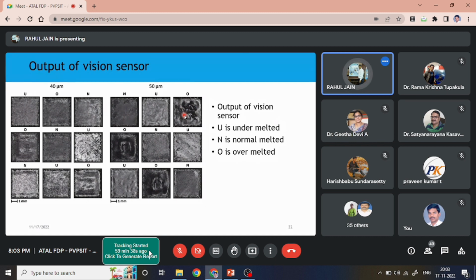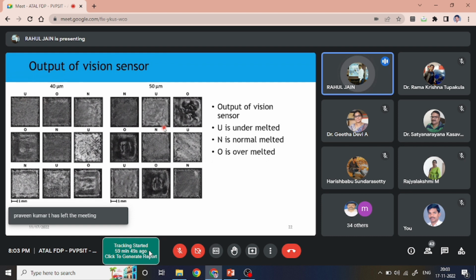So if with the help of vision sensor you are able to capture the melt pool dynamics, what can happen? All these images are already available in your database based on your digital twin and output. Whatever images are coming, there would be an image comparison analysis at the cloud or wherever you are doing, and it will see whether it is going under melted, over melted, or normal melted.